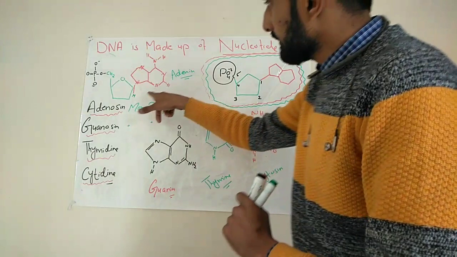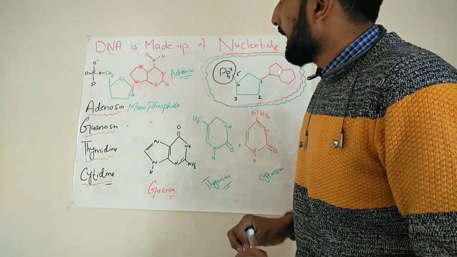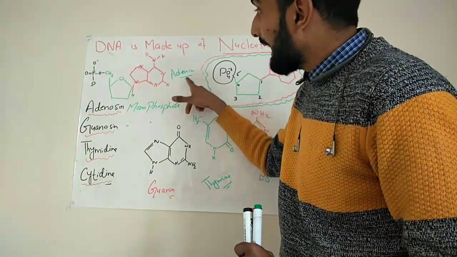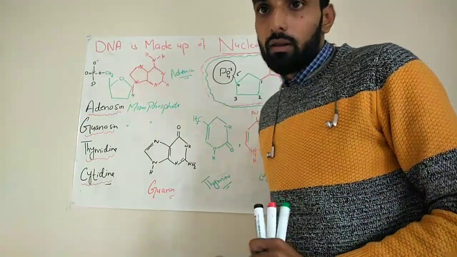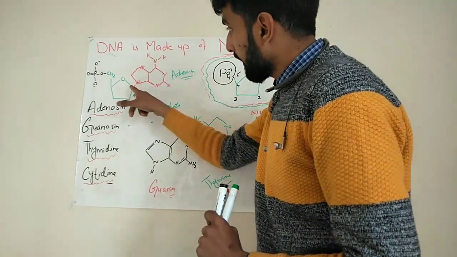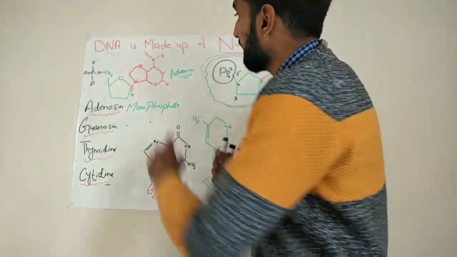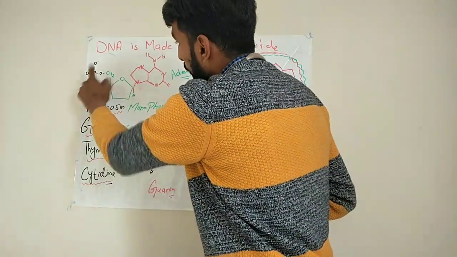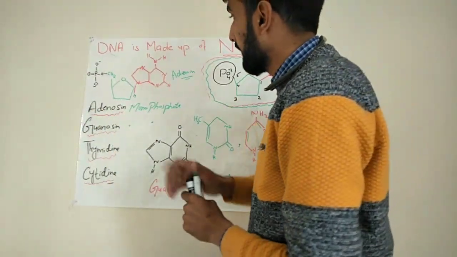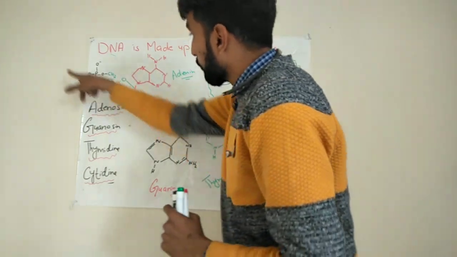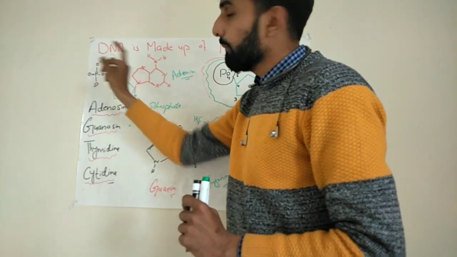For example, here this is a structure of a nucleotide in which the nitrogenous base adenine is attached to the carbon number 1. So if adenine is present at the carbon number 1 of the ribose sugar, it will be called adenosine monophosphate. The base is adenine and the nucleotide name will be called adenosine monophosphate.